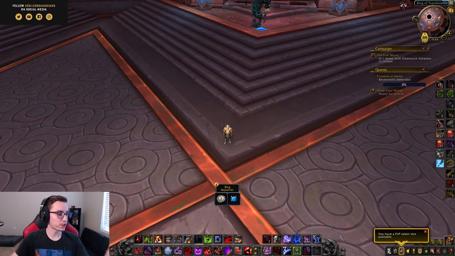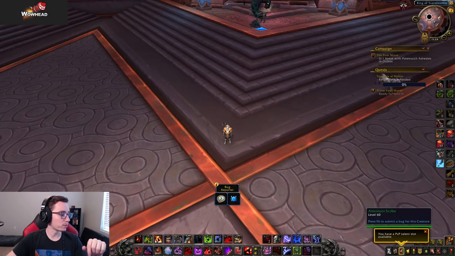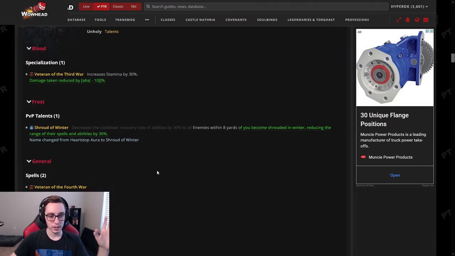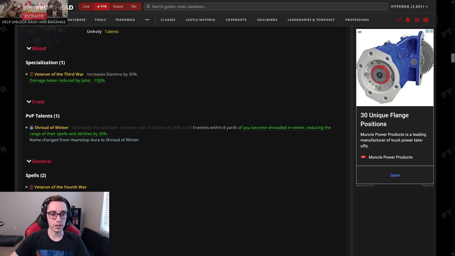So first off, if you head over to Wowhead, I have the link to the post in the description below. There's a list of all the changes. So for blood, not much is changing. This update is not an actual change to the spec, it's just a tooltip update, so nothing should be different.